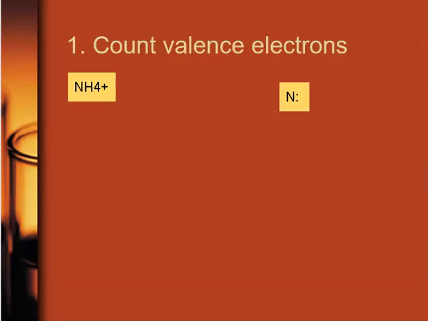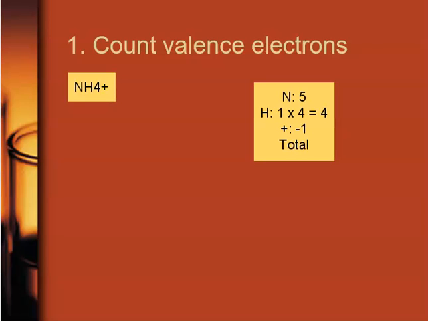Nitrogen has 5 valence electrons. Hydrogen has 1 valence electron. We've got 4 of them. So that's going to give us a total of 9 valence electrons in our molecule. And our positive charge means that we have lost 1 electron, and this is a bit that trips people up. Because it's a positive charge, we've lost an electron, so we're going to subtract 1 electron off our total. Therefore, our total is going to be 8 valence electrons. So 5 plus 4 is 9, minus 1 is 8.